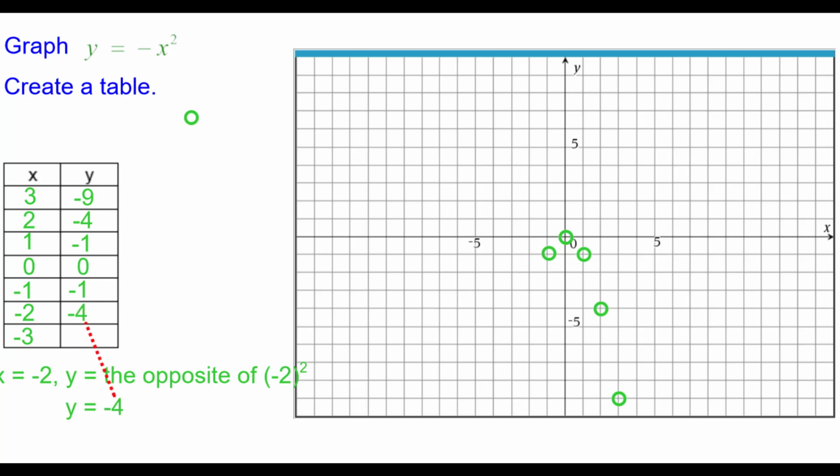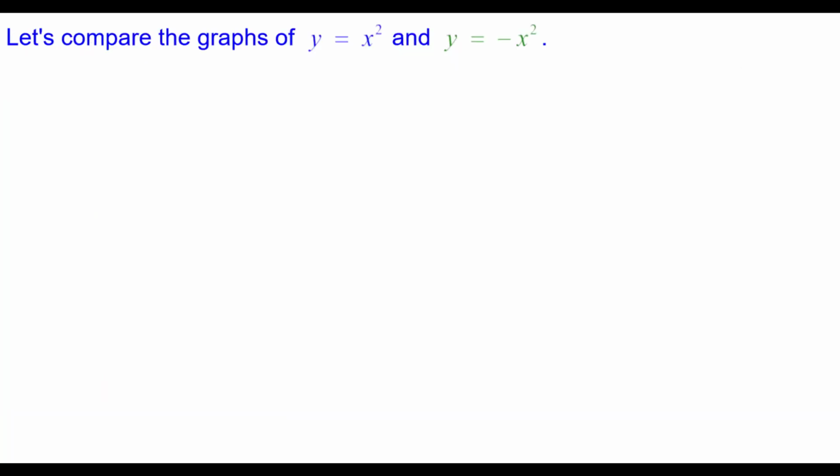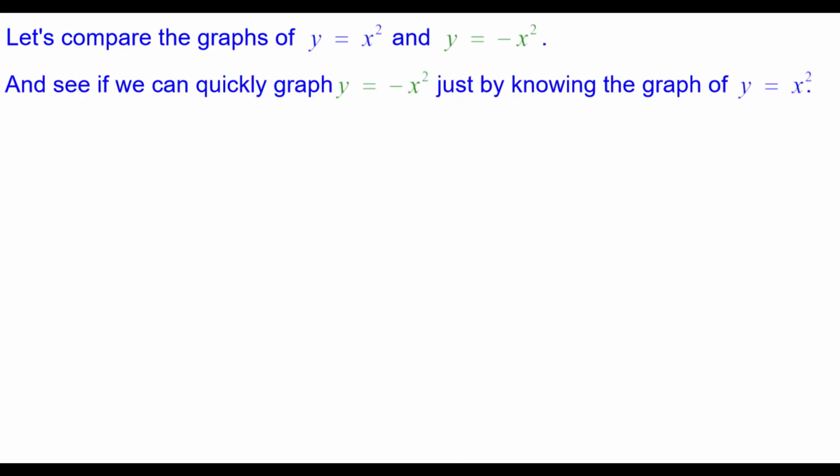When x is negative 2, we get y is negative 4. And when x is negative 3, we get y is negative 9. Connecting the points, we get a parabola, but it's opening downwards. So let's compare the graphs of the parent function and its opposite and see if we can just quickly graph one by knowing the graph of the other, looking for patterns.